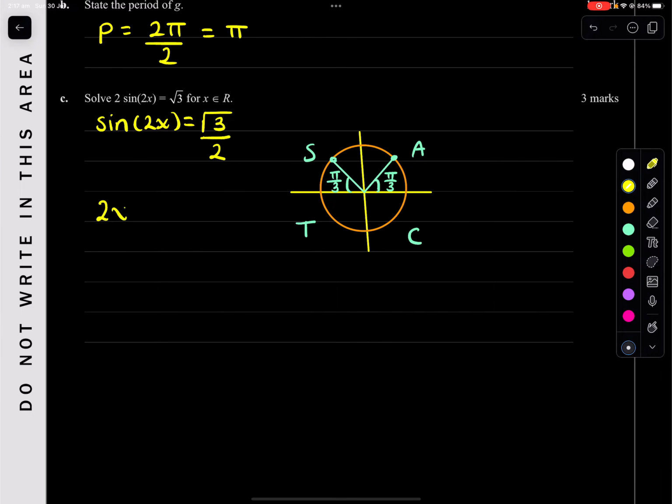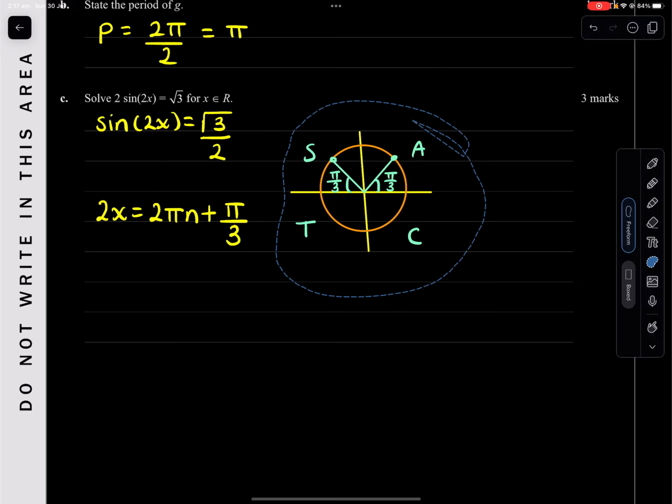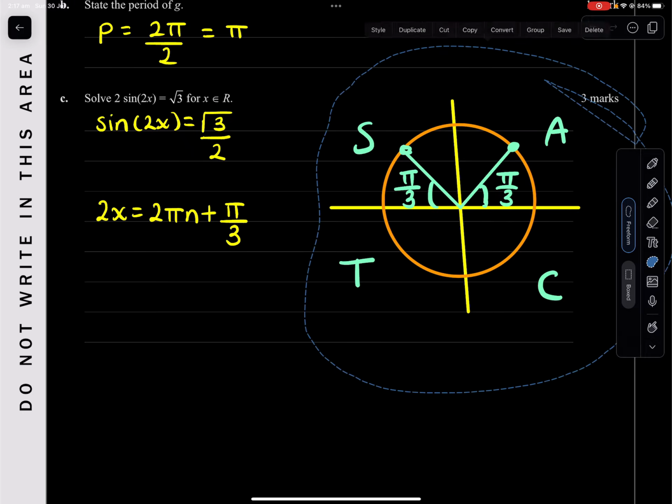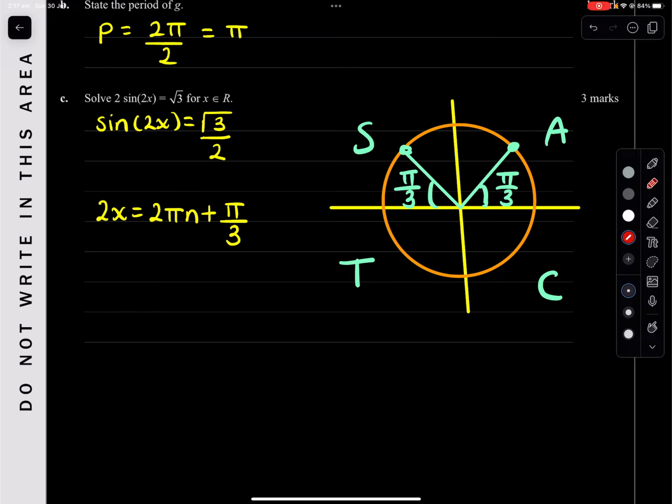So what can we write as a general solution that will give us a repeating factor of those? We can say 2x is equal to 2 pi n plus pi on 3 as a general solution, because if you think about it, when n is equal to 0... Let me move this and make it bigger. Also, I need to make sure to write where n is an element of all integer values. If we subbed in n equals 0, it will give us pi on 3, which is true.